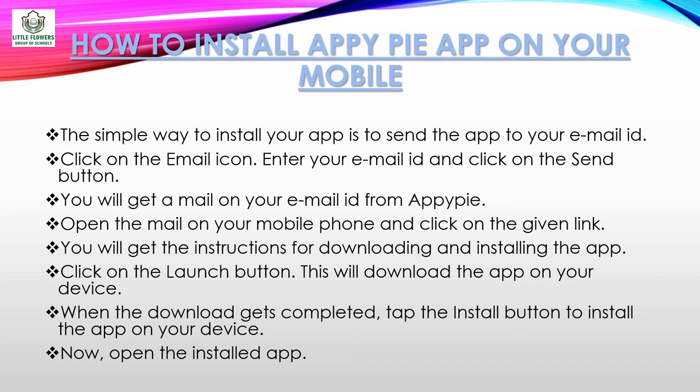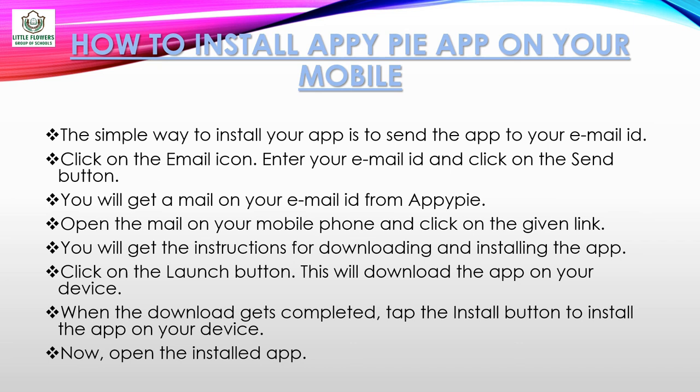Now, how to install the AppyPie app on your mobile. The simple way to install your app is to send the app to your email ID. Click on the email icon, then enter your email ID and click on the send button. You will get a mail on your email ID from AppyPie. Open the mail on your mobile phone and click on the given link. You will get the instructions for downloading and installing the app.